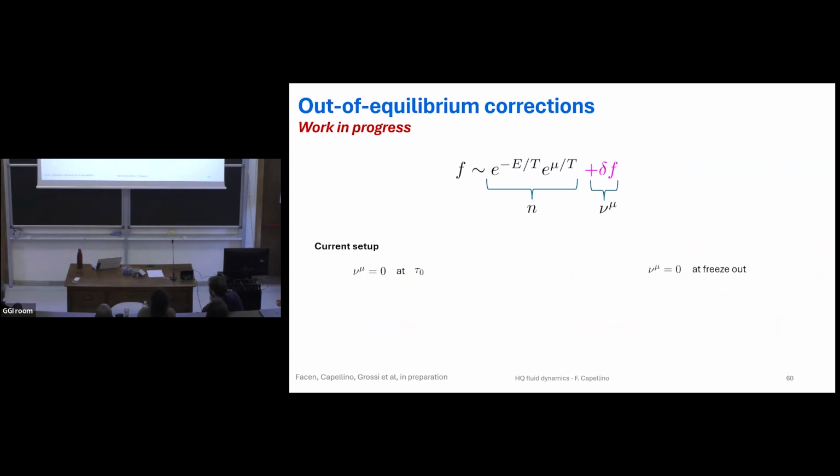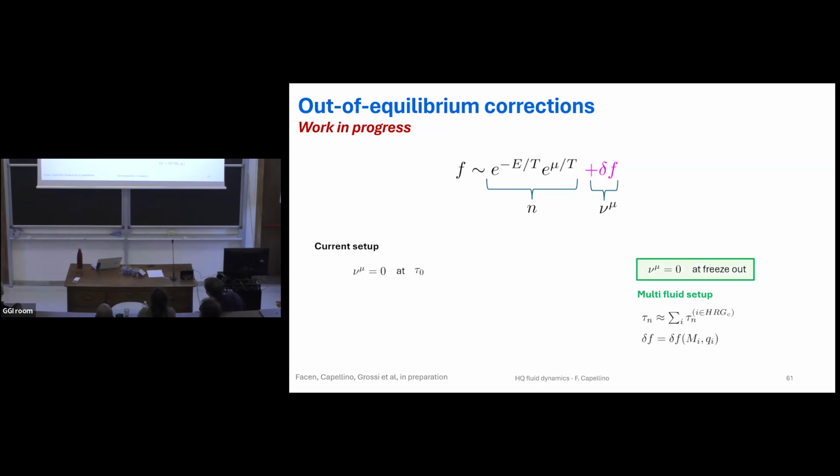As I mentioned multiple times, our heavy quark distribution function is associated to an equilibrium part, the equilibrium density, and then an out of equilibrium part delta F that will reflect into the heavy quark diffusion current. For now, the current setup is that we put it at 0 at time 0, and we put it at 0 at freeze out because we didn't know how to deal with this. As regards the freeze out, that is what Rossana is working on, and you can also see something in the slides, but I invite you to talk to her also.